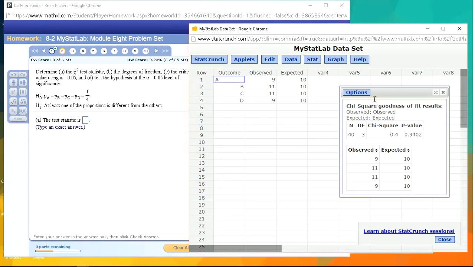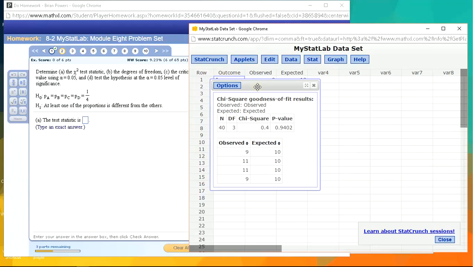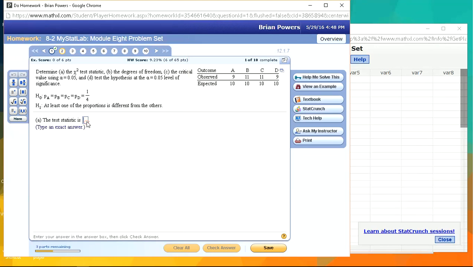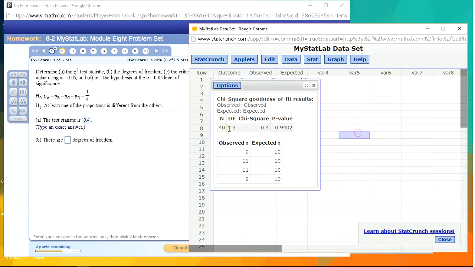The output is nice and simple. It gives you the 3 degrees of freedom, the chi-square test statistic, and the p-value. It repeats this table for us. The chi-square test statistic is 0.4. You can use a formula to calculate the chi-square test statistic, but it's just a pain, and I don't want you to go through the headache of it. There's 3 degrees of freedom.